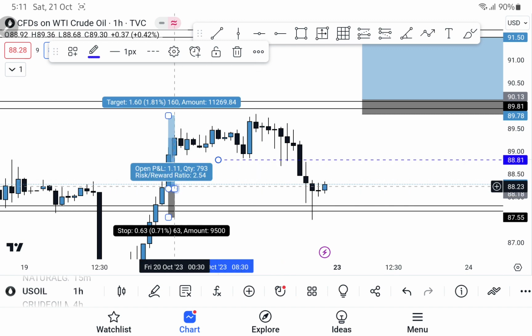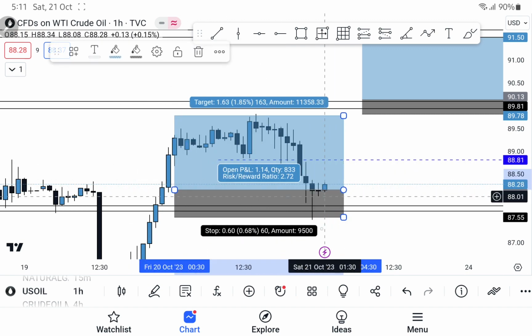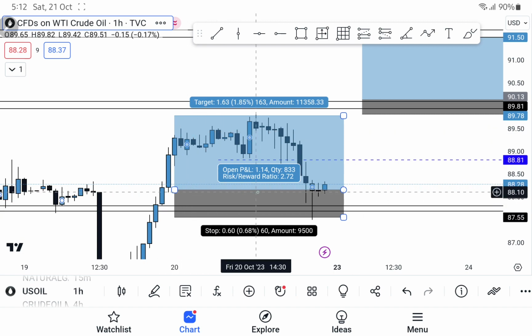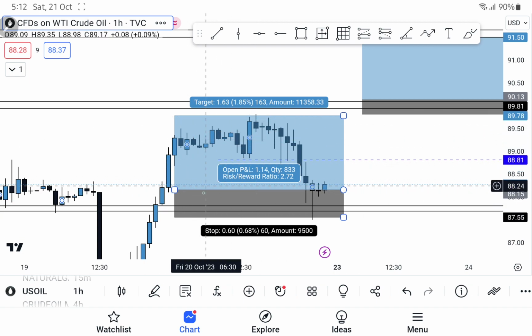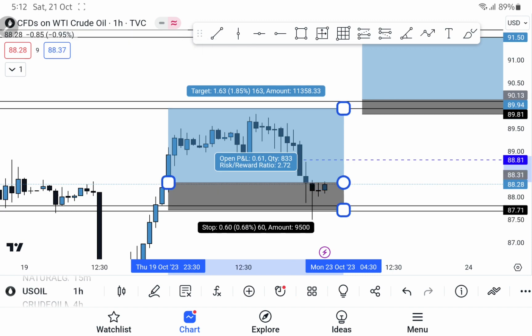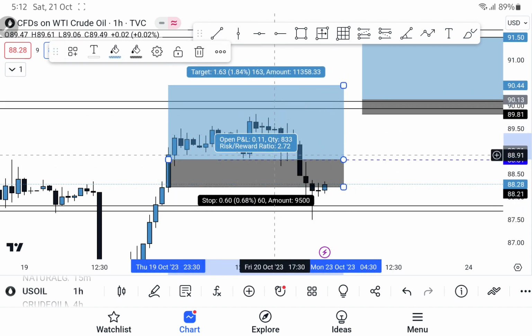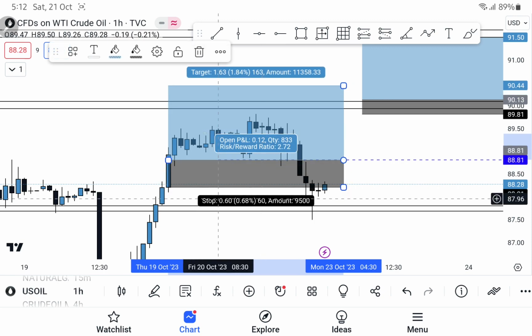I'll keep my stop loss here. That is, I'll trail my stop loss. First my stop loss was here. The market went up, I moved to cost. Then the market tried going up from this level, so I move my stop loss to this level. Okay, so this is how it will look.